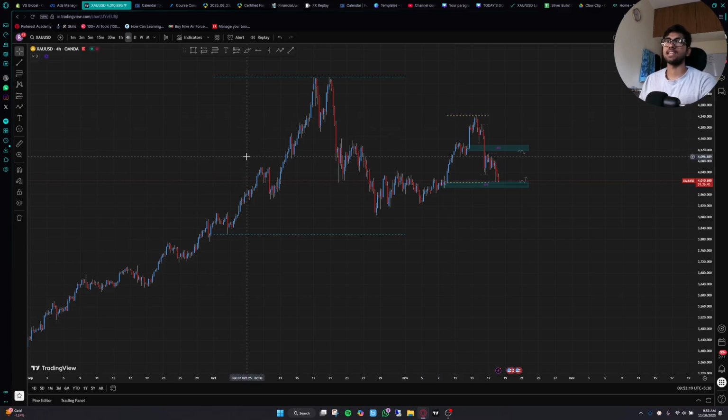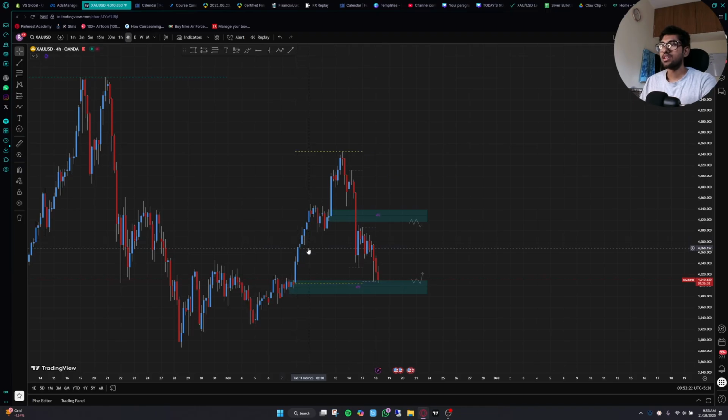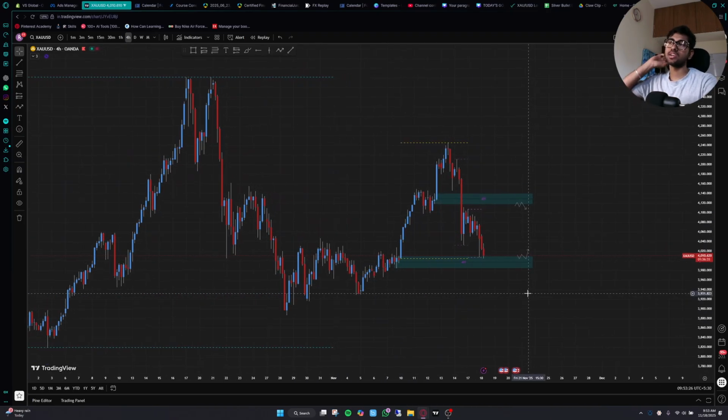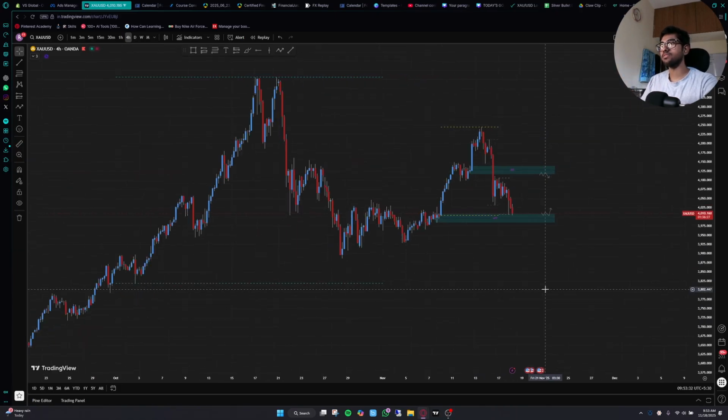Now coming on to the technical analysis on the 4 hours, I am seeing two points of interest where I could target buys and sells for gold. Gold right now is ranging. We're not exactly breaking out, we're not exactly breaking down. So I'm just going to target wherever liquidity is. I've drawn out two order blocks on the 4 hours.